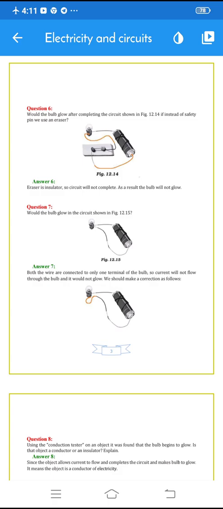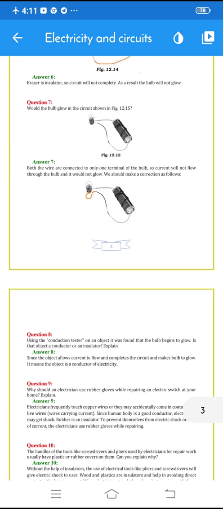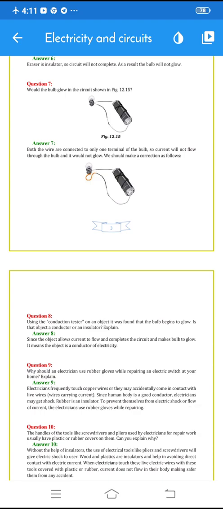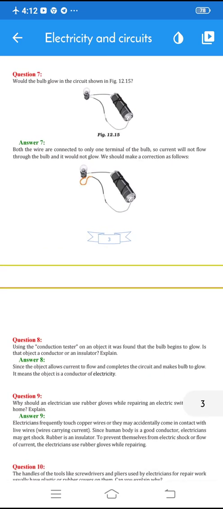So this is the answer for question number 6. Let's move to question number 7. Would the bulb glow in the circuit shown in figure 12.15? Here one circuit is given. Look at it carefully. Both the wires coming from the electric cell are connected to only one terminal of the bulb. So current will not flow through the bulb, and it would not glow at all.